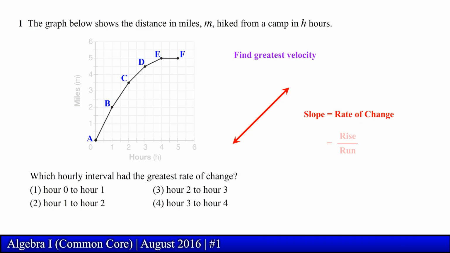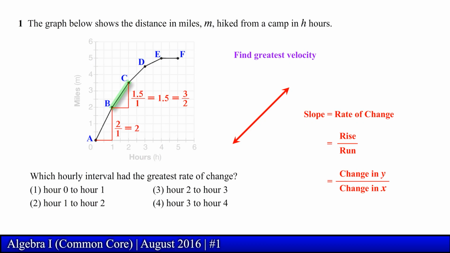Recall that the slope of a line can be calculated by dividing the rise, the change in y, by the run, the change in x. The slope for the interval between point A and point B is equal to 2 over 1, which simplifies to 2. The slope between point B and point C is equal to 1.5 over 1, which simplifies to 1.5, or 3/2.